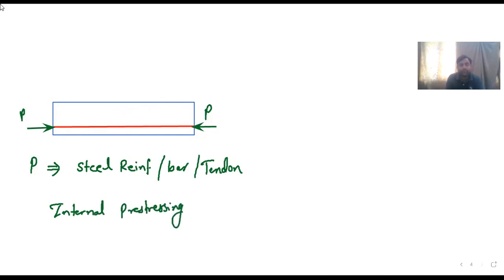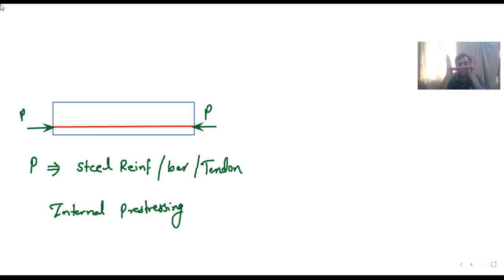Okay, and now what is external prestressing? External prestressing is what you have just seen in the diagram. It is directly prestressed. A member is directly taken. Suppose this is the member, taken directly. And now on the member itself the force is applied. Here the force is applied by using the jack.